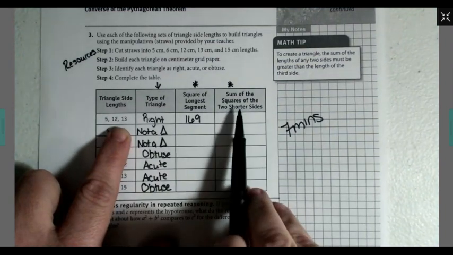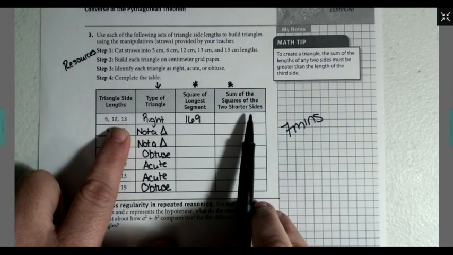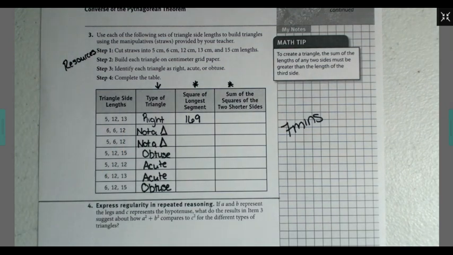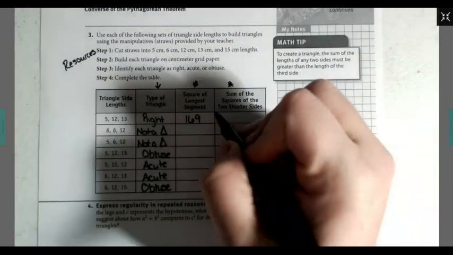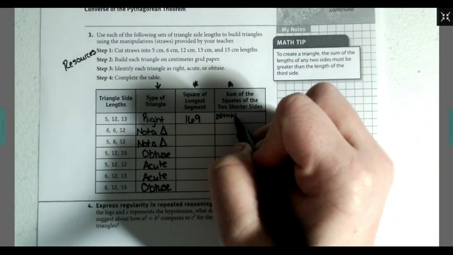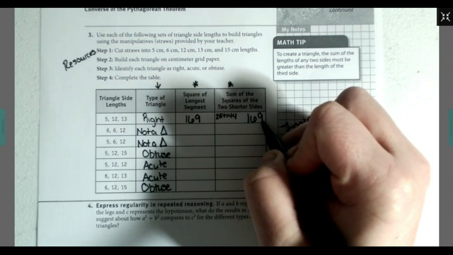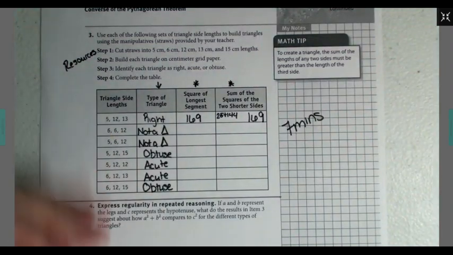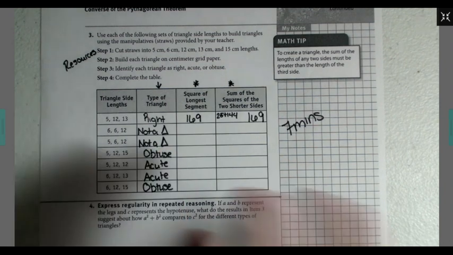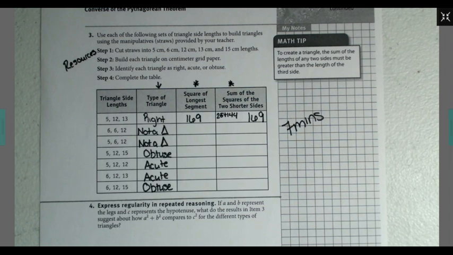Okay. The sum of the squares of the two shorter sides. Well, that's 5 and 12, right? 5 squared is 25. 12 squared is 144. Well, 25 plus 144 is indeed 169. Now, I want you to complete the rest of the rows. Even for the ones that are not a triangle, I want you to at least do them. Okay? Go ahead, pause your video for 7 minutes time.